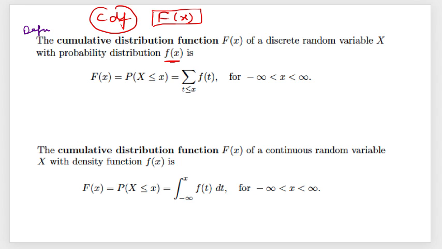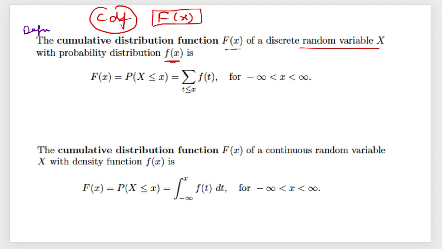What is the definition? The cumulative distribution function F(x) for the discrete random variable with the probability f(x) is what? F(x) is equal to the probability of X less than or equal to x. What does it mean? It means I am looking for all the probabilities which are having value x and less than x. So if there are some probabilities which are having less than x value, we will add them, right? So in this case, we write the formula as the sum of the probability distribution f(t) for all t which are either less than or equal to x.